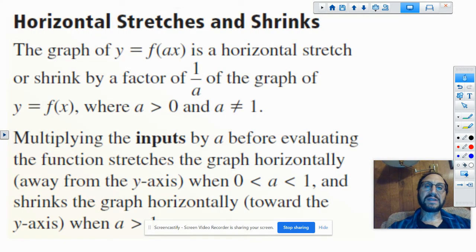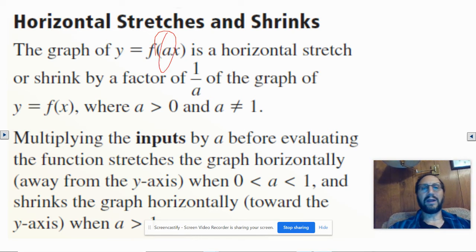We're going to have horizontal stretches and shrinks now, where you can see, like the last problem, we've got this a value right next to the x. And when it's inside the parenthesis with the x, or inside the absolute value, or underneath the square root with an x, or whatever it is, if it's grouped with the x, it's going to be horizontal. So what this ends up doing is it stretches or shrinks by a factor of 1 over a. And I think we'll see that much more clearly when we do some tables.